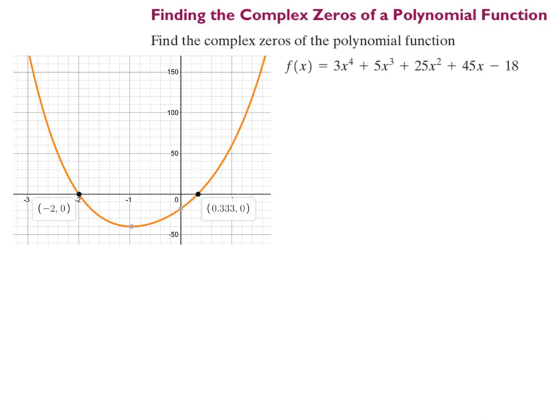All right, one last example. So let's find the complex zeros of the polynomial function. So this is where you're given the function, but you're not given any of the zeros, and you're asked to find them. So I'm going to graph it.